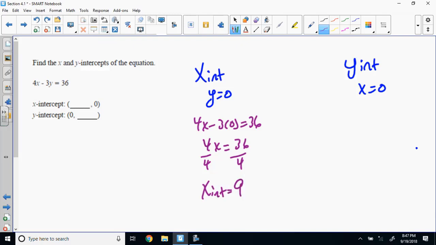Now, that's not just a value. That is an ordered pair. It's an intercept. It's a point. It's an ordered pair.